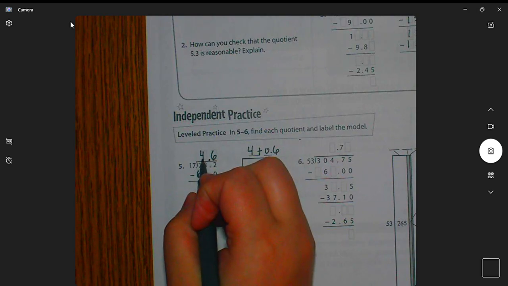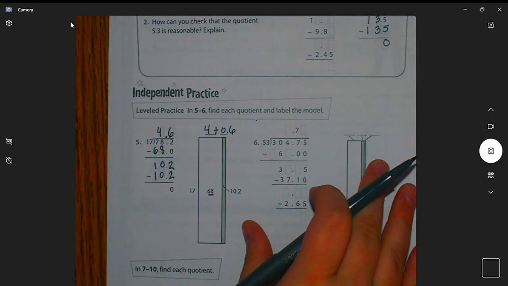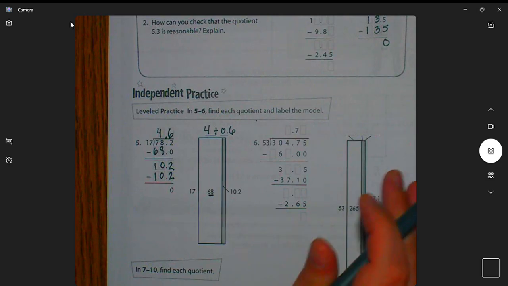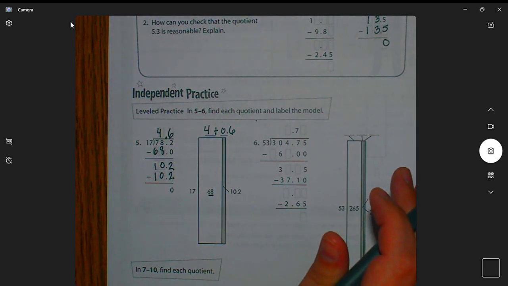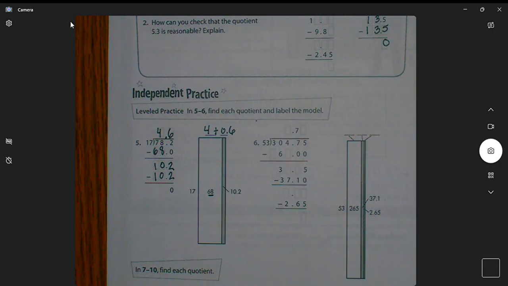Now, let's look at number 6. Number 6 has a lot of numbers with it. That looks really scary, but I'm not going to be scared of it. 304 and 75/100 divided by 53. Can 53 go into 3? Can it go into 30? Can it go into 304? Yes. How many times can 53 go into 304?